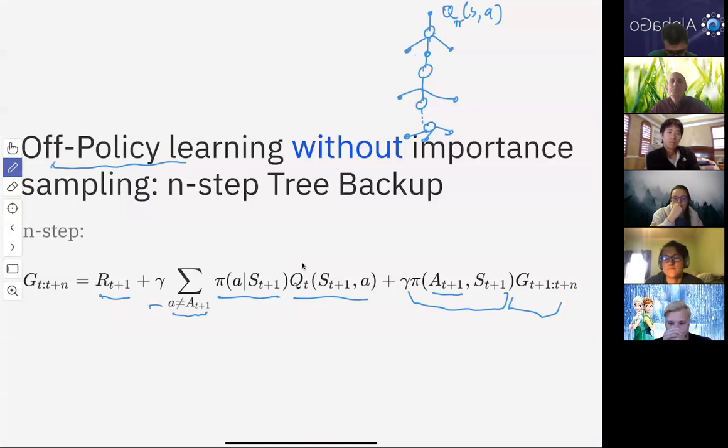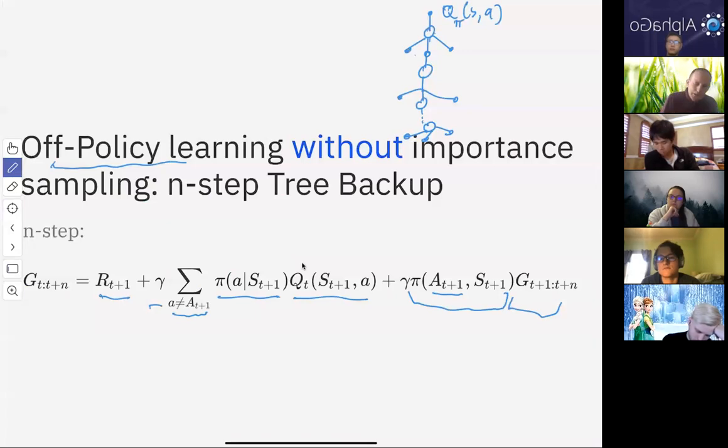Okay. I have one question. How does this affect the bias and the variance that we were discussing before with the different sorts of ordinary and weighted importance sampling? Yeah, so when we're doing the importance sampling ratio, we're basically taking a sample through the behavior policy and then weighting it for the target policy. We're going to have higher variance than the tree backup. So the tree backup is going to have lower variance than doing the importance sampling.